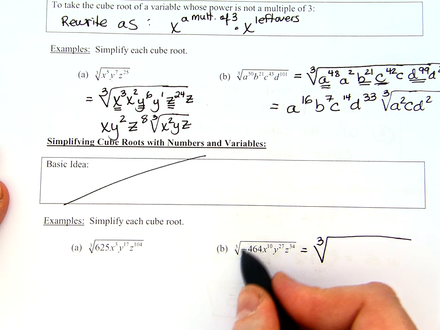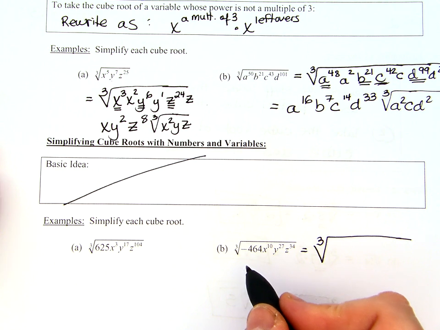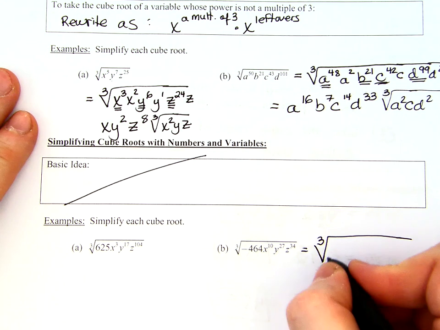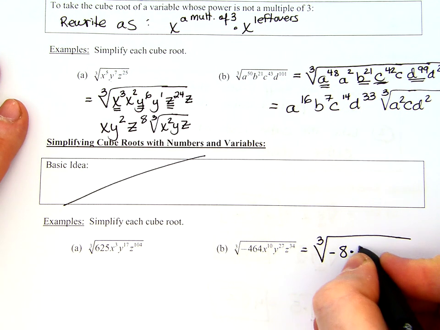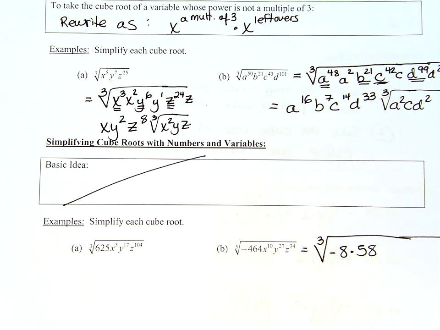What negative perfect cube is inside 464? What perfect cube? 8. And why don't we, instead of 8, use negative 8? Because I can handle the cube root of that. Negative 8 times 58. And then, you know what? I want you to do the rest. Break down your variables. You can handle that. And then go back and do letter A. We haven't really done anything new.